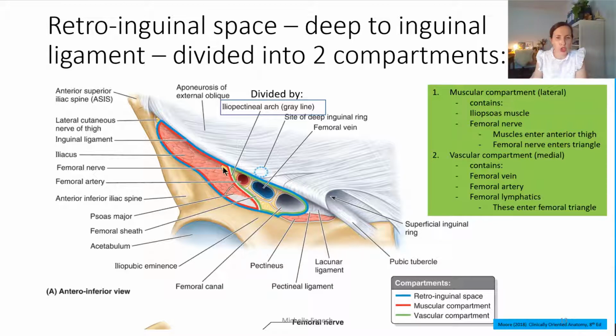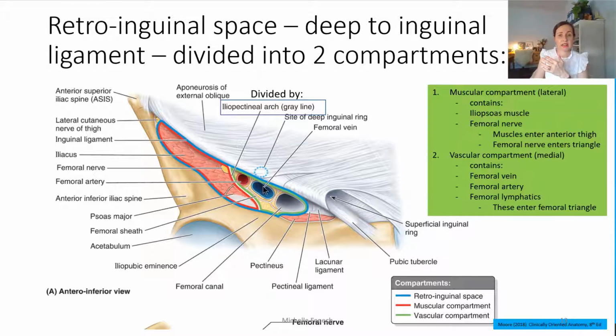Here we've got the femoral nerve. So this is important. This is lateral and this is medial, and it's important to notice that the femoral vein is more medial and the femoral artery sits lateral relative to the vein. The nerve actually sits the most lateral, and there's an acronym that we can use, NAVL, because our lymphatics actually sit more medially.